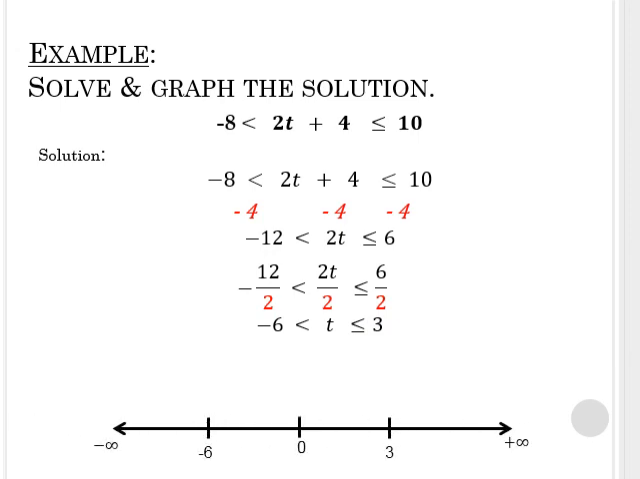How are we going to graph it? Minus 6, there's no equal sign. So we draw a circle above minus 6 and keep it empty. And we draw another circle above 3, but we fill the circle because there is an equal sign. And then draw the line joining these two circles. So this is the solution of the given inequality.